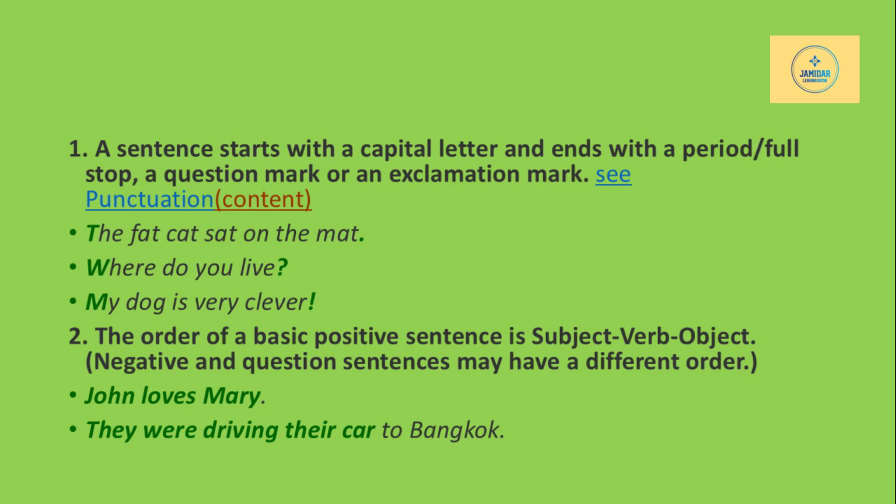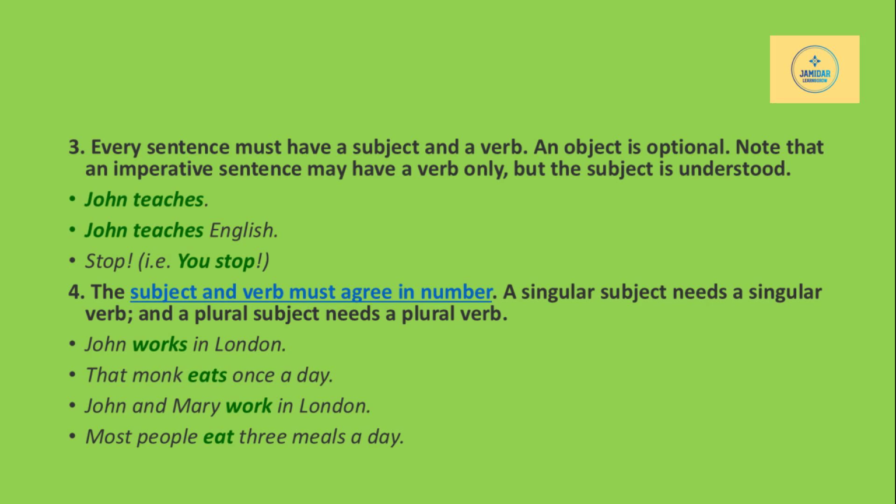A sentence starts with a capital letter and ends with a period, question mark, or exclamation mark. The basic positive sentence structure is subject, verb, object. Every sentence must have a subject and a verb. An object is optional. The subject and verb must agree in number.